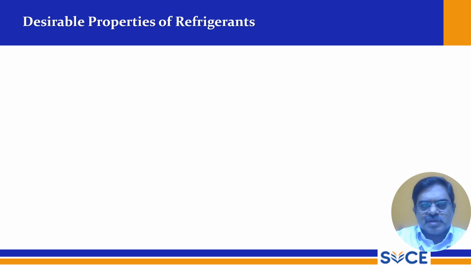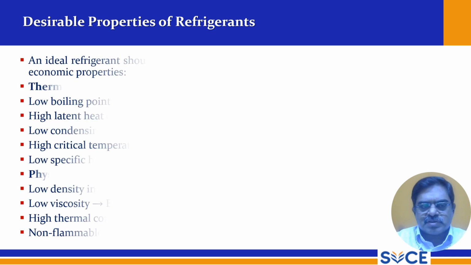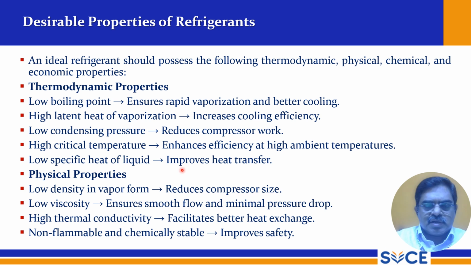So next topic is desirable properties of refrigerants. Here, these are all the desirable properties. An ideal refrigerant should possess the following thermodynamic, physical, chemical, and economic properties. So now we see thermodynamic properties. It should have a low boiling point, which ensures rapid vaporization and better cooling.